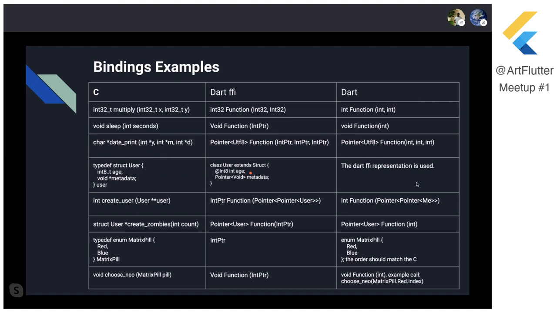You will have a class User, which will extend Struct. Here there is a difference, because if you define a function, you have to use the proper type like that. But if you define a struct, you have to use annotations to define the Dart FFI type. So basically, for types like integer, void, and so forth, you can use annotations. And here you say class User extends Struct.